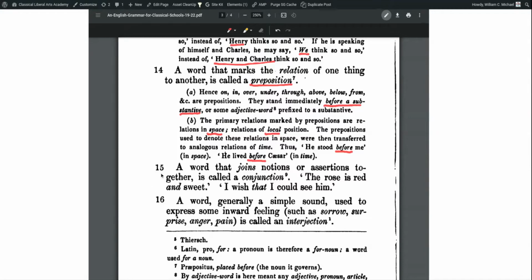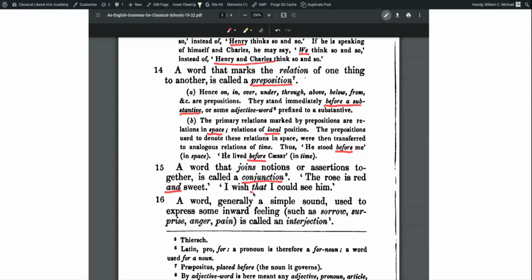Next, point number 15. A word that joins notions or assertions together is called a conjunction. And all the word conjunction means is a joining together. A word that joins is a conjunction. Here we see an example. The rose is red and sweet. And is a conjunction. It joins red and sweet. It joins them together. Red and sweet.